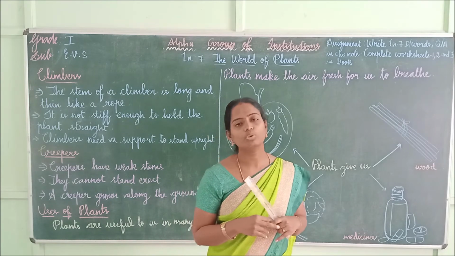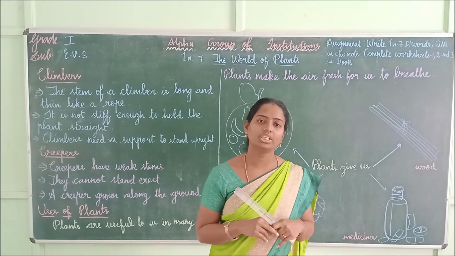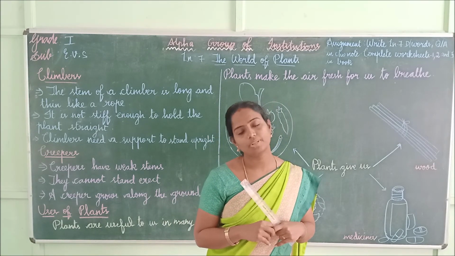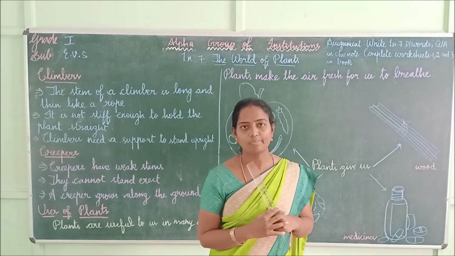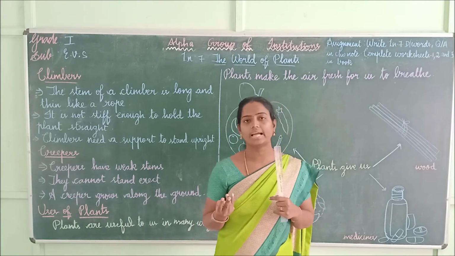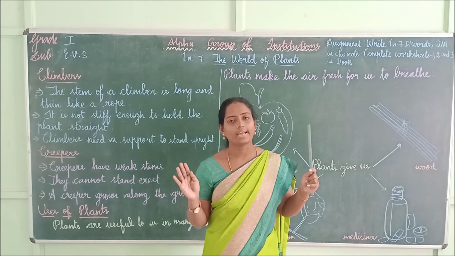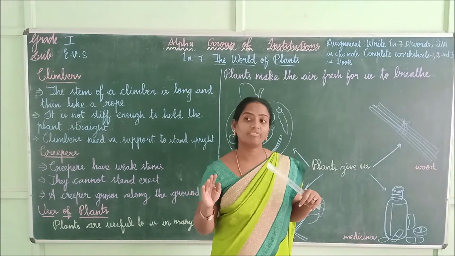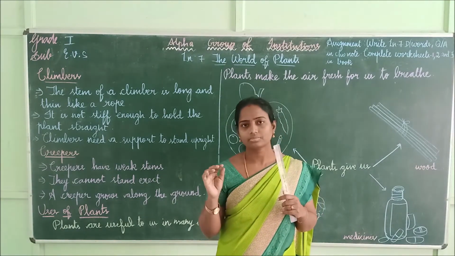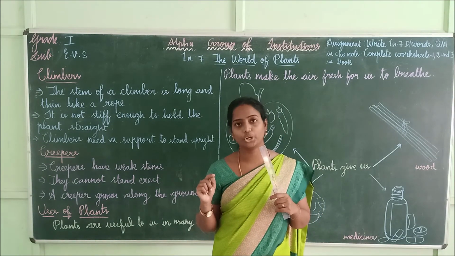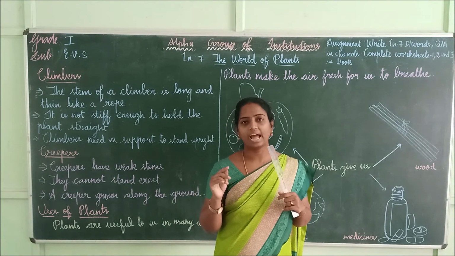Okay, when we move to the shrubs, what are the examples I showed you? I showed you the hibiscus plant, isn't it? The rose plant, hibiscus plant and jasmine plant are all examples of shrubs. They are not very big or tall, but their stems are thick and woody.